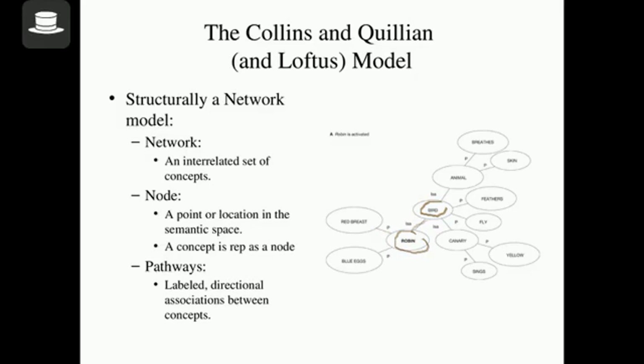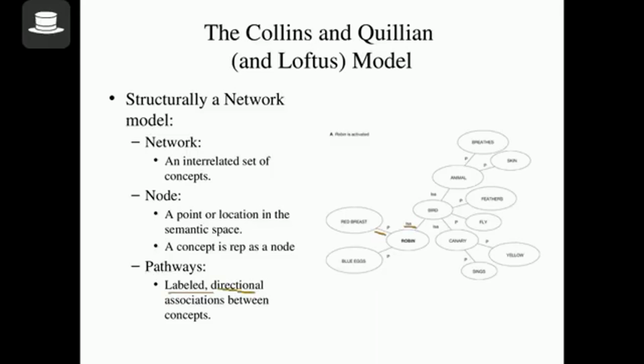So the kind of connection here is called an ISA connection. Again, we'll talk about it in a second, on the next slide. The idea is the pathway here is different from this pathway. In other words, the pathways, which are the connections between any two concepts, are associations between concepts that are labeled. One is labeled as P, the other one is labeled as ISA, and we'll talk about what this means in a second. And these are directional.